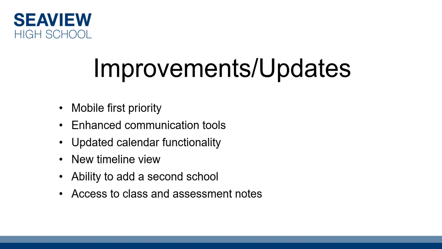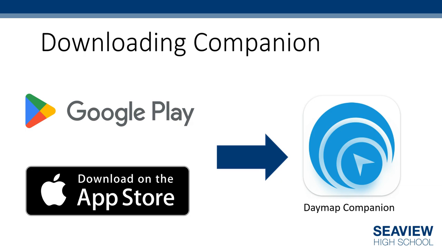And also, and this is probably one of the most exciting things, is that you can now access class and assessment notes within the new app. You currently cannot do this on the old version, but in the new Companion app you can. So if you want to download Companion, it's very simple. Just go to the Google Play Store or the App Store, depending on if you have an Android or an Apple device, and search for Daymap Companion.